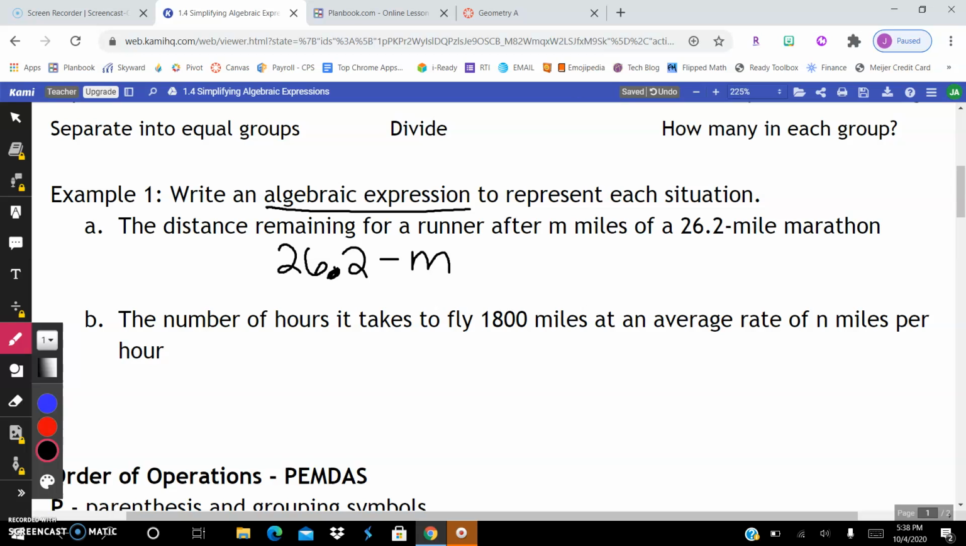Part B, the number of hours it takes to fly 1,800 miles at an average rate of n miles per hour. So we know we have 1,800 miles to go, and we also know that we're going n miles each hour. So I want to divide this number of miles up to figure out how many hours it's going to take to cover all of those 1,800 miles. So our starting point is 1,800. We know that that's our large number that we're starting with. And we're going to divide it by n, which is our miles per hour, and that will give us how many hours it would take us.